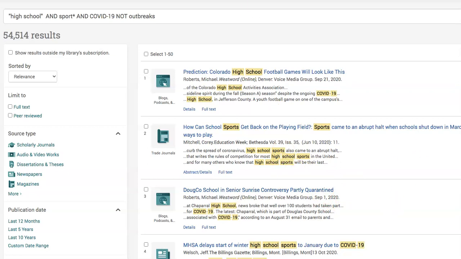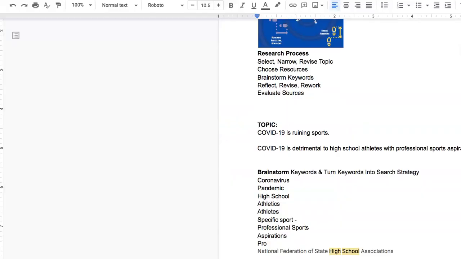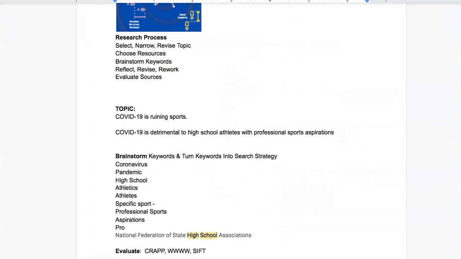So let's kind of go back to my piece here. So you can see how I'm using just the search results here to look at my piece, add new words, and kind of rethink what I'm working on. So when I go here, let's look at this research process. Yes, I'm working on selecting, narrowing, and revising my topic through my research.